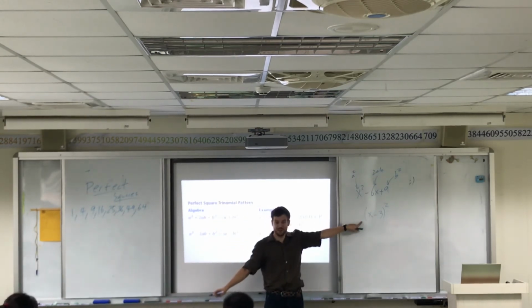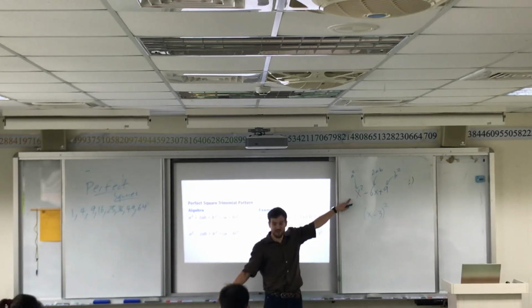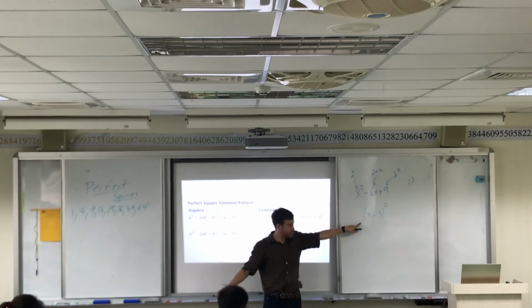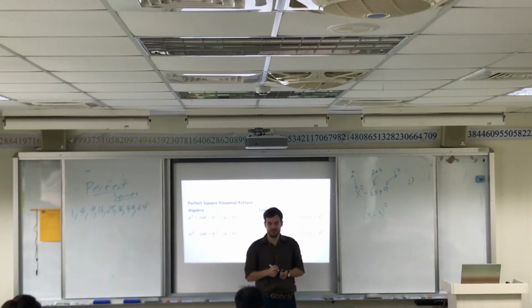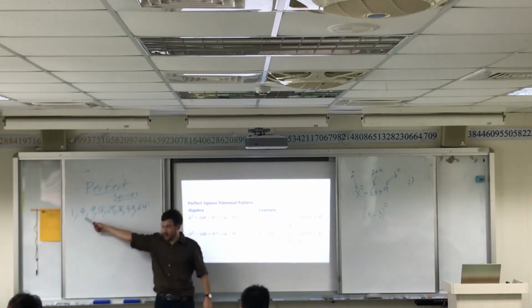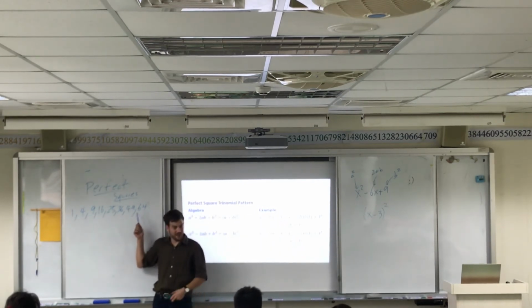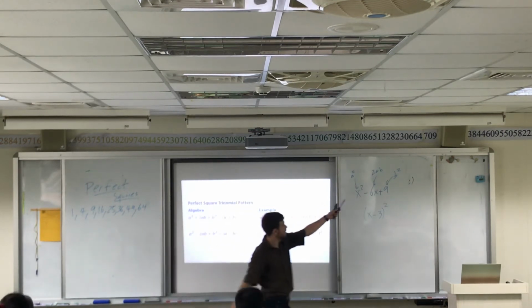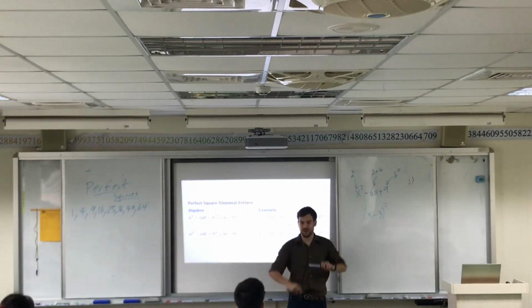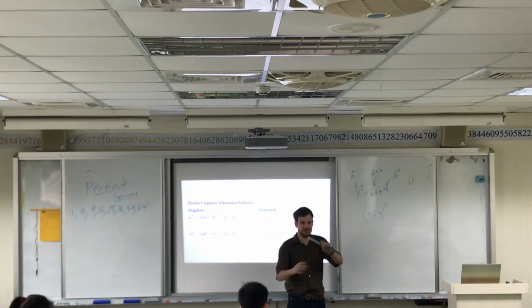Because it's x minus 3 times x minus 3. Does that make sense? This is a perfect square because it's something times itself. It's x minus 3 times itself. This is 2 times 2. This is 8 times 8. This here is x minus 3 times x minus 3. It's the same thing times itself.